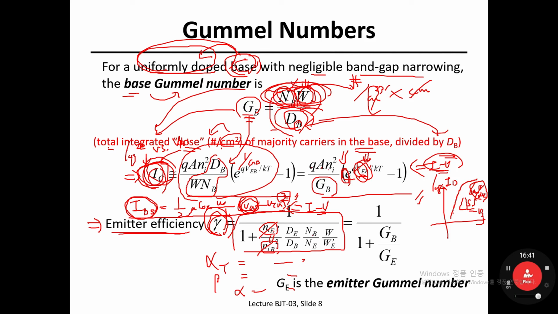And in the end, you can see that the Gummel number is defined as NB times W divided by the diffusion constant. So these three terms would be combined and written as G sub B. What about here? DE came to here, so this NE times W divided by D is defined as the Gummel number in the emitter. So GE is the emitter Gummel number. Once you know the two Gummel numbers, you can simply define the emitter efficiency. Easy, right?